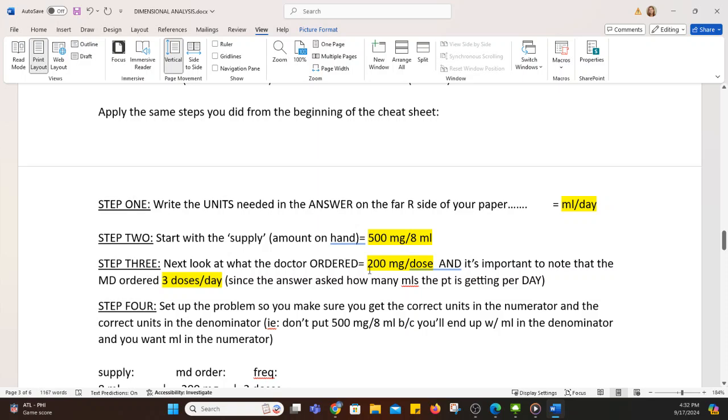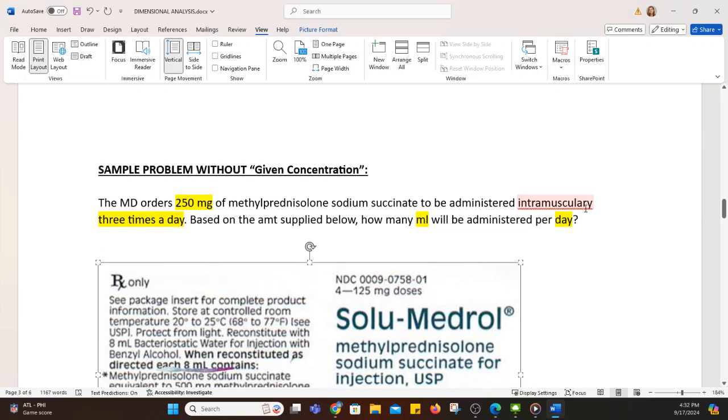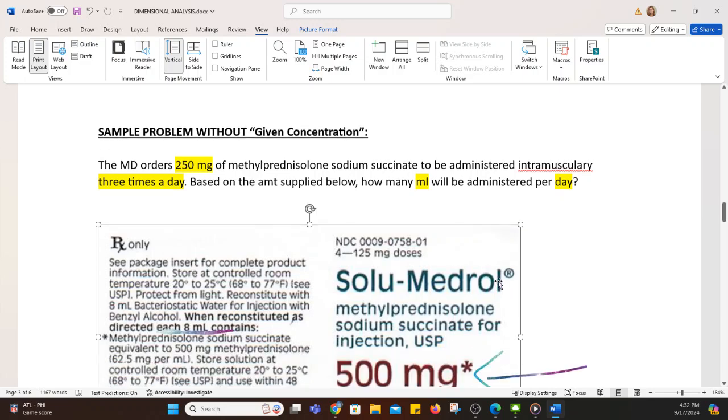So step 1, we're going to write the units in the answer on the far right. I told you above, I had highlighted it. They want to know milliliters per day. Pay close attention. Didn't say per dose, it said per day, right? So we're going to need to know how many doses the person gets per day. Let's go back up there and look really quick. It says up here 3 times a day, okay? So 250 milligrams per dose, 3 times a day.